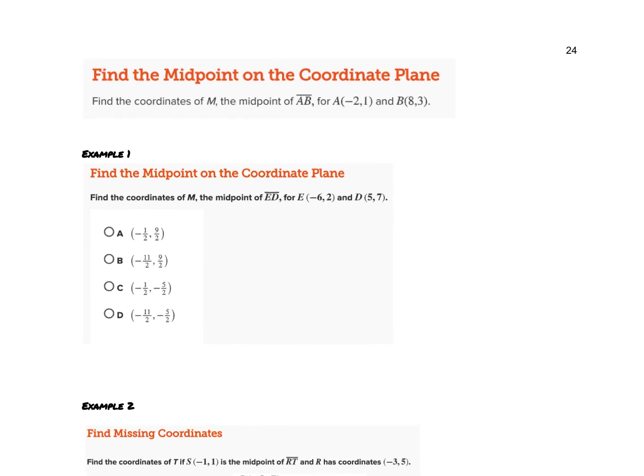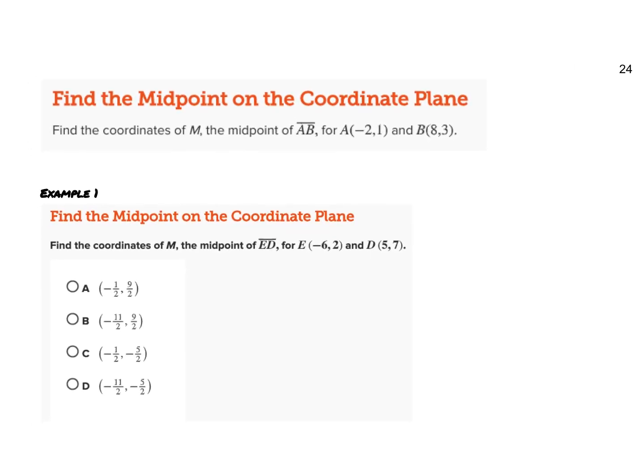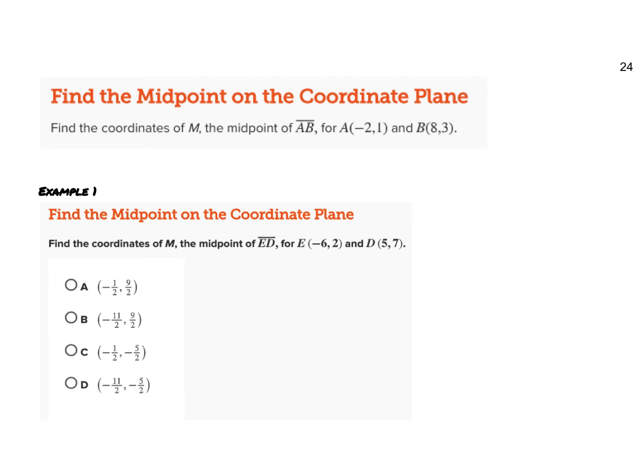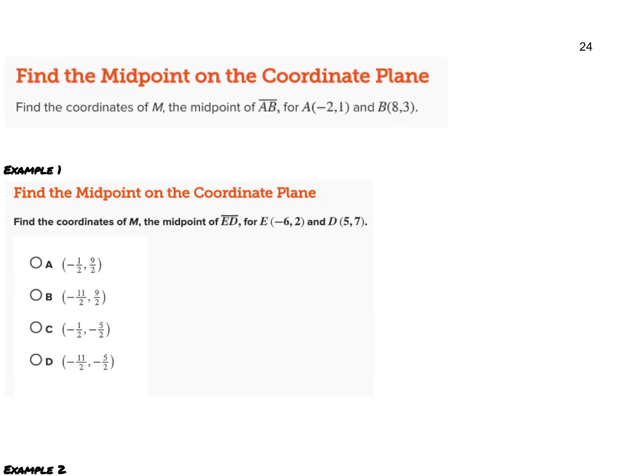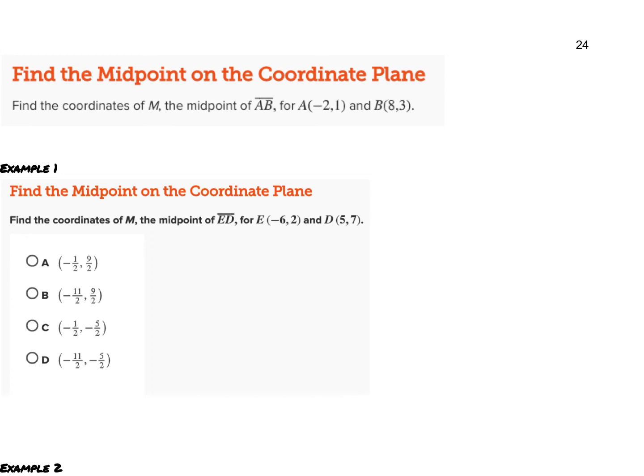Okay, so here, this first question: find the midpoint of AB if A is at negative 2, 1 and B is at 8, 3. So add the two x values and divide by 2. Add the two y values and divide by 2. And that will give you the coordinate of the midpoint.